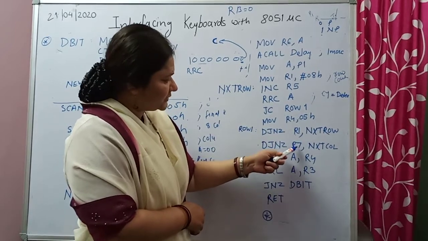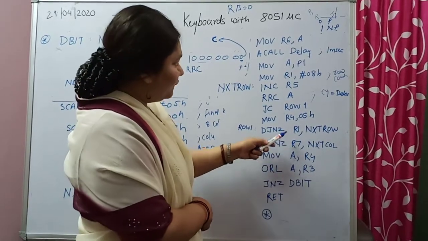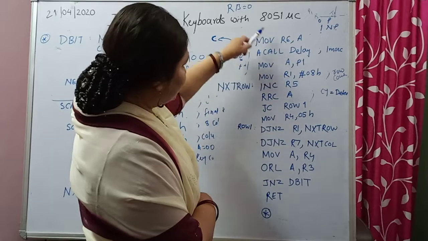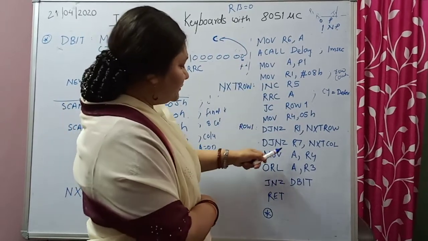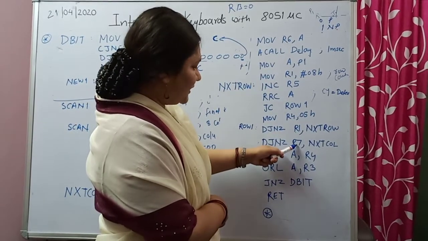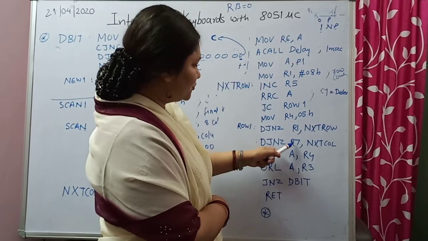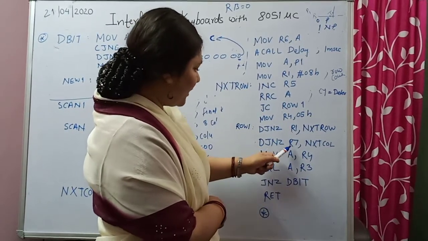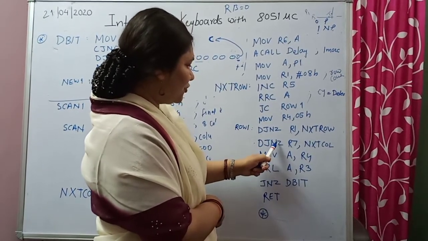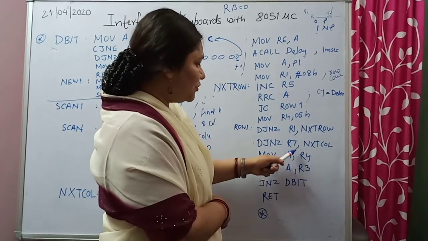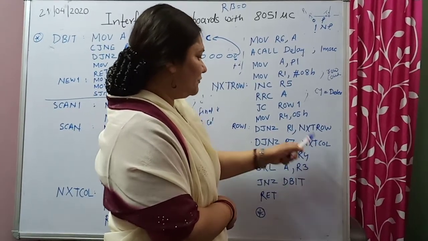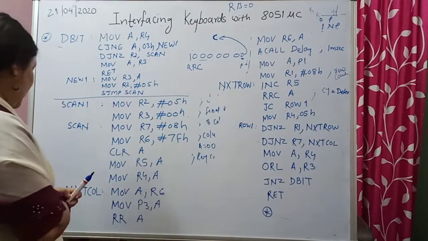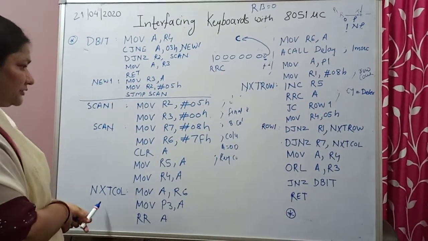R7 register was assigned for column. So when this process was done for one column, now next we are decrementing the counter for the next column. So R7 is decremented by 1 and checked whether it is 0 or not, and if it is not 0, then we are moving to the next column routine. Where is the next column routine? I suppose the next column routine is written over here.